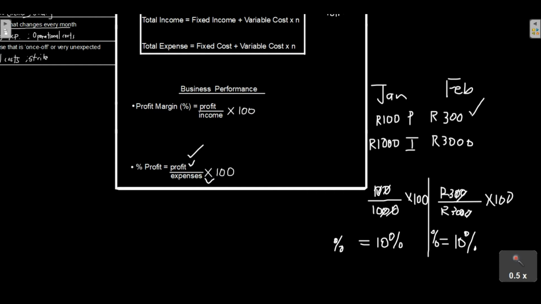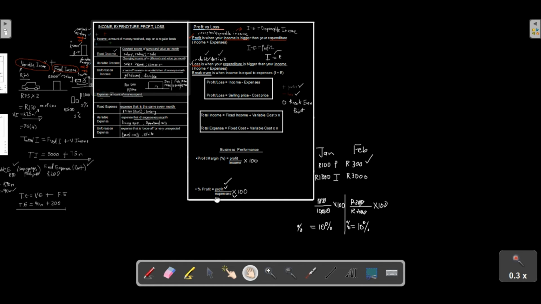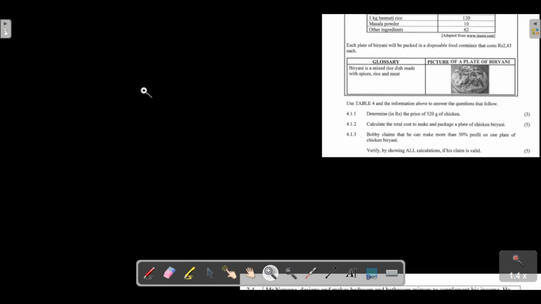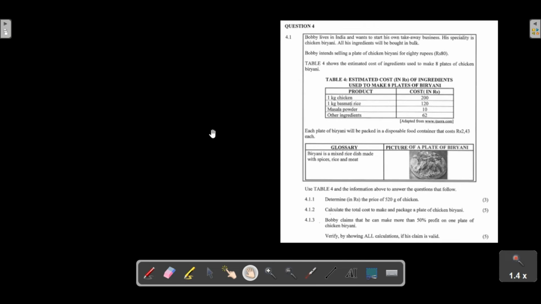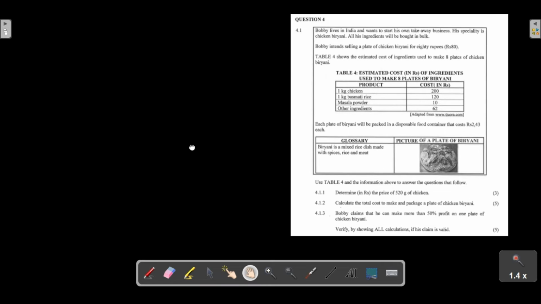Okay, right. Now, let's take a look at some of the activities that we have, so that we can consolidate all of this. Okay, I have two activities. Took these from past papers. And we will try to ensure that we cover each and every question.